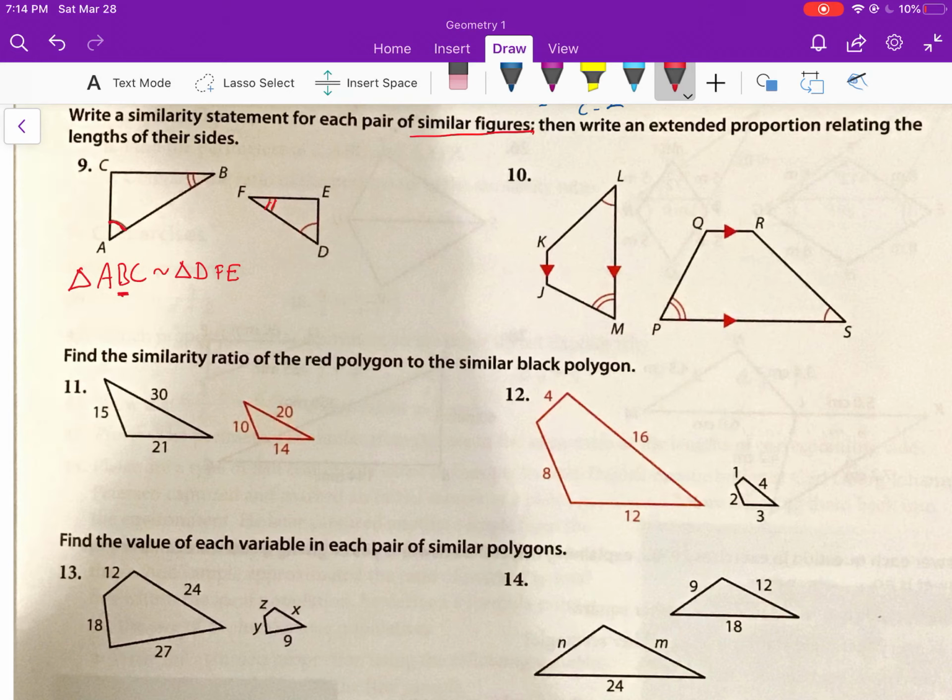Then it says write an extended proportion relating their lengths. All right, extended proportion. This proportion is going to have 3 fractions because it's a triangle, which means 3 sides. When you get to number 10, there'll be 4 fractions because there's 4 sides. So what we're going to do here is work our way around our triangle. So here's AB, so I'm going to put AB here. And what does AB relate to? Again, we can look at our figure here. AB goes along with DF.